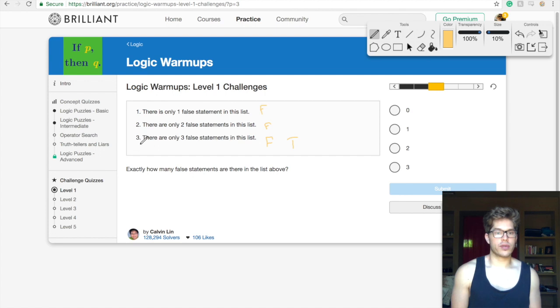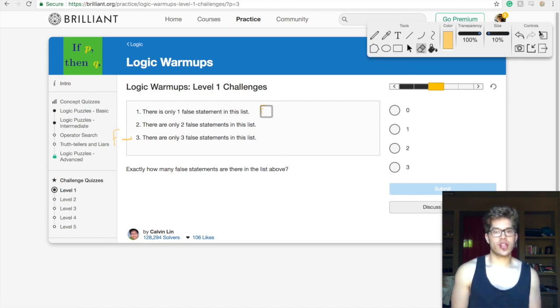So statement 3 must be false. And again, that's because if we take statement 3 to be true, there are 3 false statements in the list. Well, we only have 2 other statements. So statement 3 must be false. Okay? Let's work our way up.